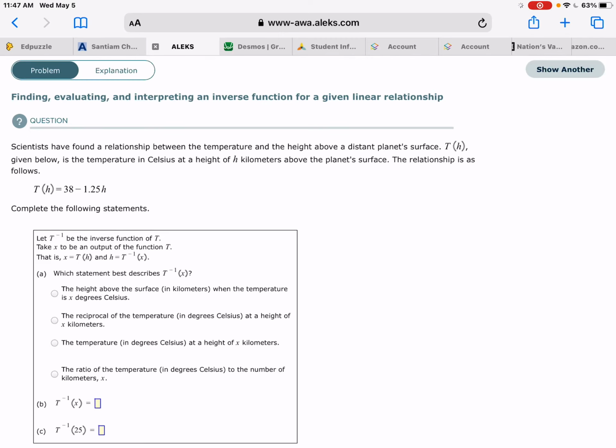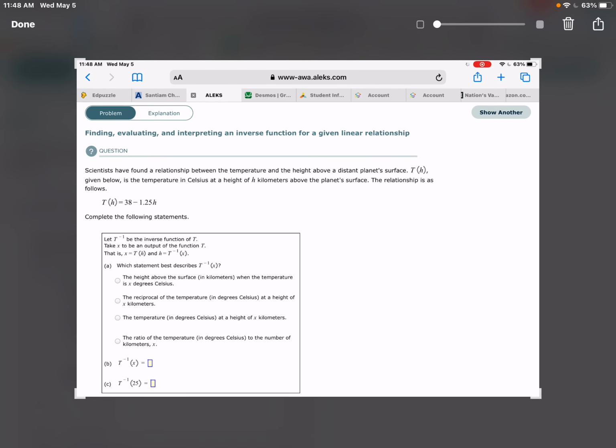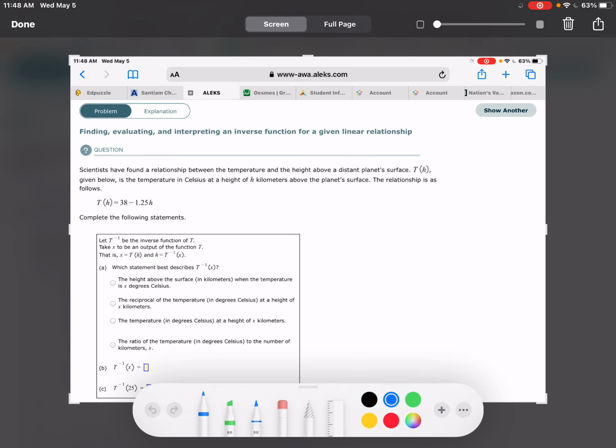Let's talk about finding, evaluating, and interpreting an inverse function for a given linear relationship. So we've been talking about quadratic relationships, but we're going to fall back to using a linear relationship for this example. So scientists have found a relationship between the temperature and the height above a distant planet's surface. T of h, given below, is the temperature in Celsius at a height of h kilometers above the planet's surface.